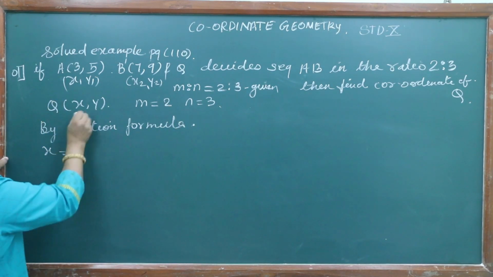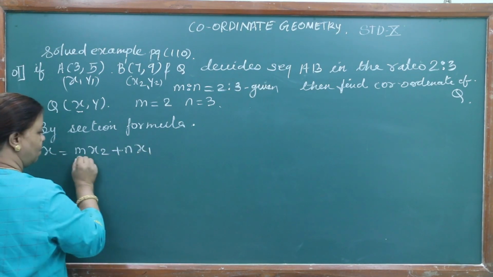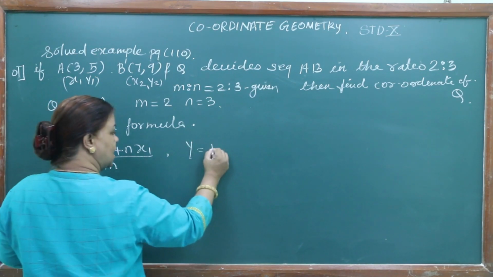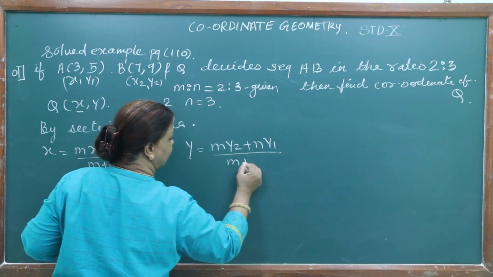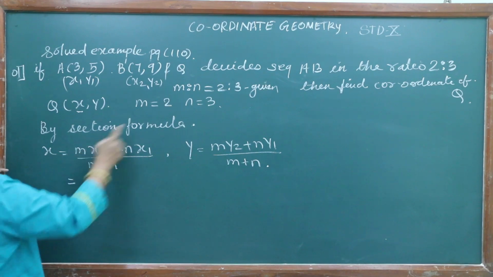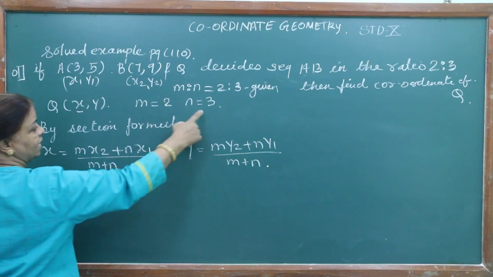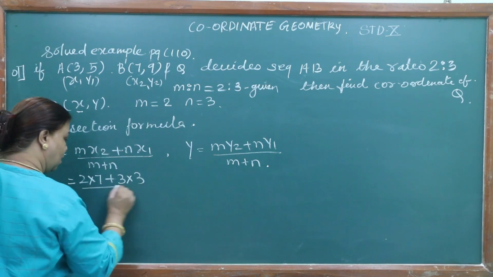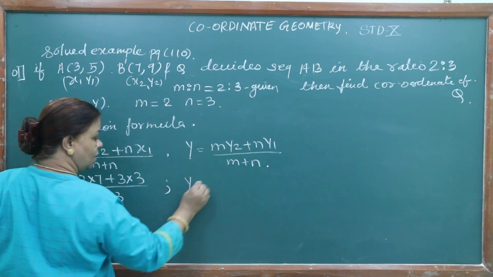Now by the section formula, children, if I want to find the x coordinate, it is m x2 plus n x1 upon m plus n, and the y coordinate will be equal to m y2 plus n y1 upon m plus n. Now place the values, children. m is 2 into x2, x2 is 7, plus n is 3 into x1, x1 is 3, upon 2 plus 3.